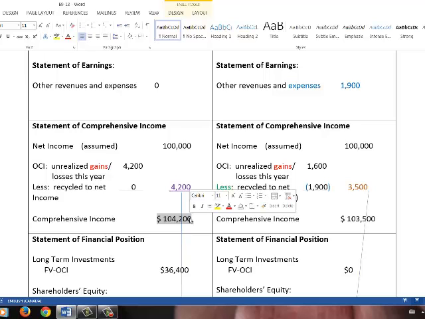Well, first of all, what I would have done is say, we have OCI, so what we want to do is look at what we booked this year in terms of unrealized gains or losses just during 2016. And in this case, we know it's $4,200 because we had a fair value at the end of 2015 of $32,200 and now it's $36,400. That difference is your $4,200, right? So that's what we would have booked.